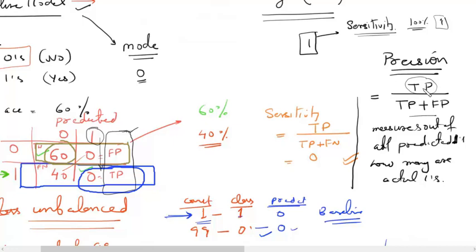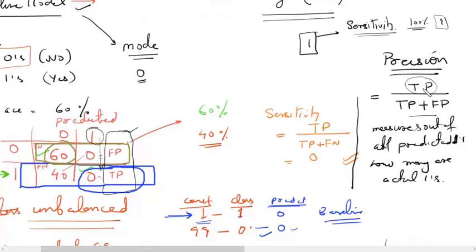Now if you blindly predict everybody to be 1, then your precision will be very low, because only a few people out of everybody will be actual ones. So your precision will fall drastically if you are blindly predicting everybody to be a 1.